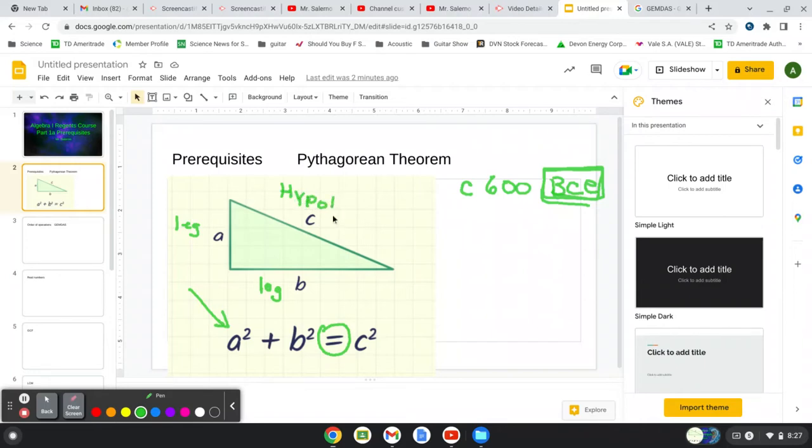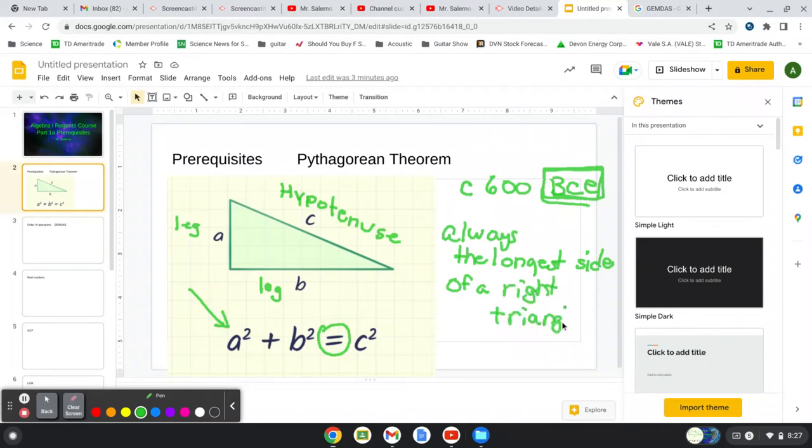And one thing you should know is that the hypotenuse is always the longest side of a right triangle. And we know this is a right triangle, right? We should put a box here. You should see that box there, so you know that this is a 90-degree angle. And the Pythagorean theorem is used for right triangles.